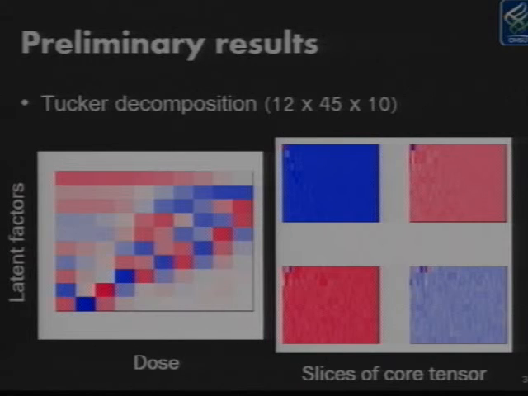And these factor matrices are combined through that central core tensor. These are slices through the core tensor. So these tell you the weight that's put on each one of the latent factors. And similar to PCA, we get the strongest weight in the upper left-hand corner in this case, which corresponds with the general cell line growth rate.